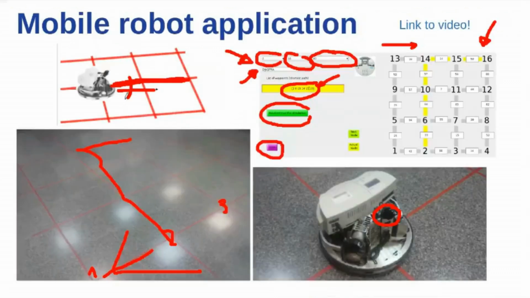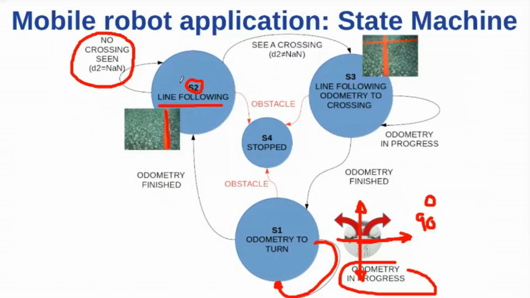That means that we have two distances. The horizontal distance, right? So this distance, the distance from the center of the robot to the line to follow, this will be called D1, right? While D2 is the vertical distance to the next crossing, right? So when D2 is not a number, so no crossing is being captured in the picture, the robot is kept in this state, line following, right?